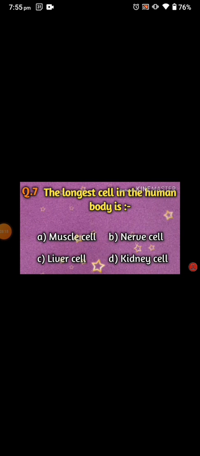The longest cell in the human body. That is the main bit. Please remember this, it is asked in exams. The longest cell in the human body is the nerve cell, or neuron. We call it a nerve cell or a neuron cell. This is a very important bit. Please remember.